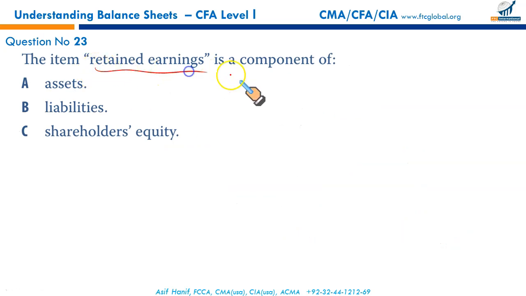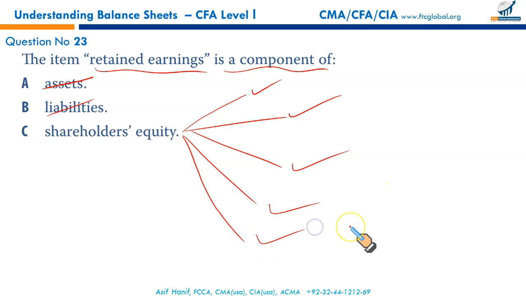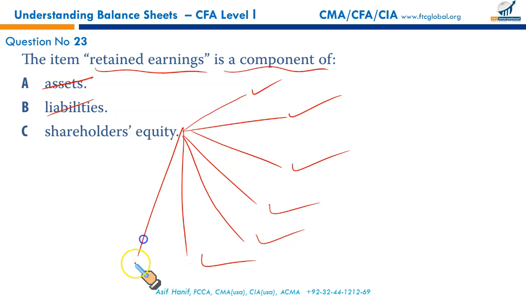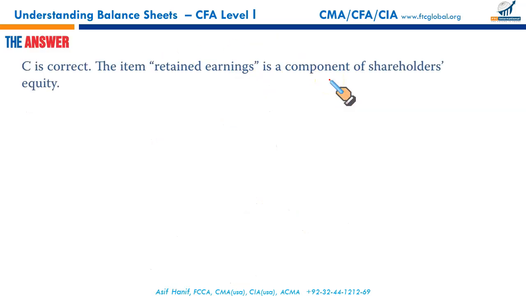The item retained earnings is a component of what? Retained earning is not an asset. It's not a liability. Retained earning is a part of stockholders' equity or shareholder equity. Retained earning, accumulated other comprehensive income, common stock, additional contributed capital, any additional general reserve created for certain purposes, or any debenture redemption reserve or dividend equalization reserve, any subcomponents of equity, they are reported in the balance sheet. So retained earning is one of those components. So this is clearly C.